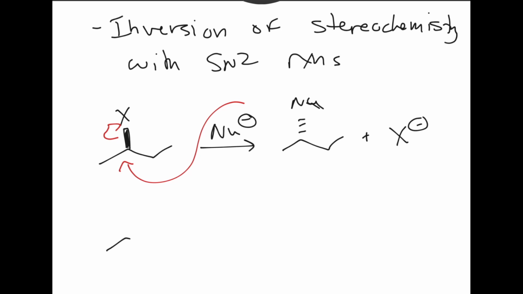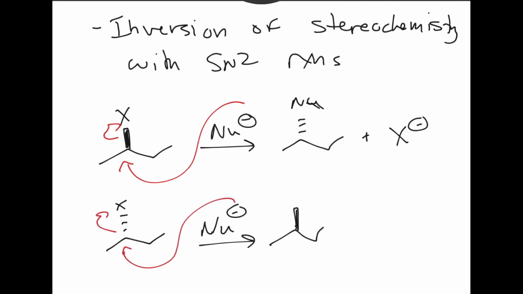If your leaving group is back, your nucleophile has to come from the top face. So you're always going to invert your stereochemistry when you do an SN2 reaction. So a wedge is going to become a dash. And this only happens at the carbon that has the halide or has the leaving group. If there's other chiral centers in the molecule, they're not changed. It's only the carbon that you react with.